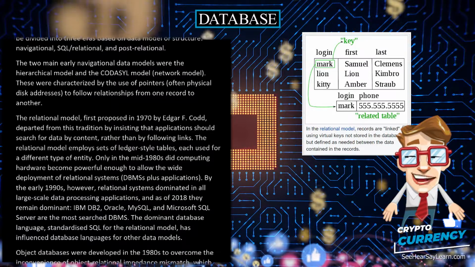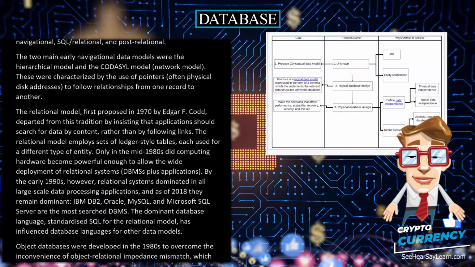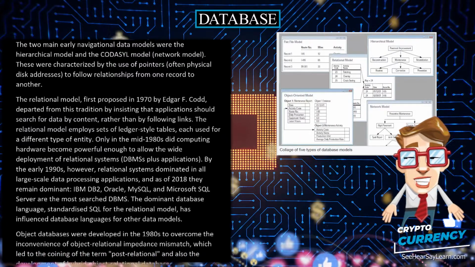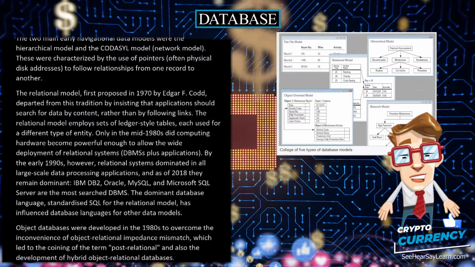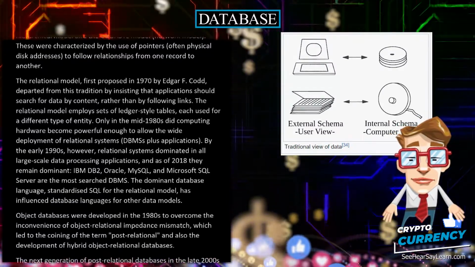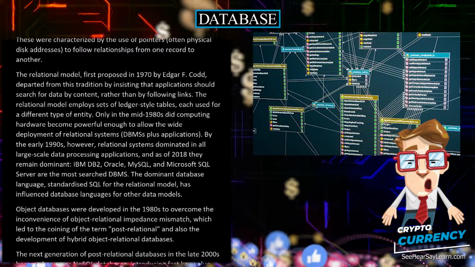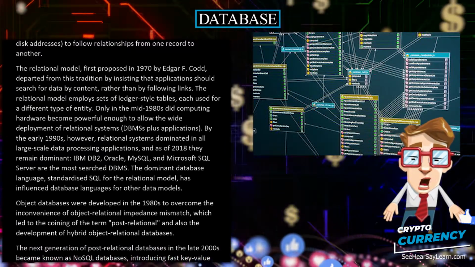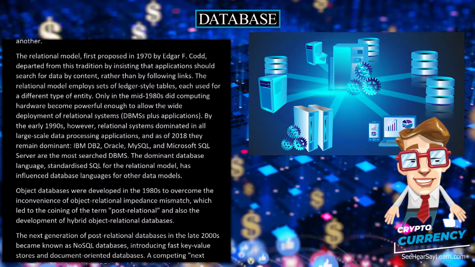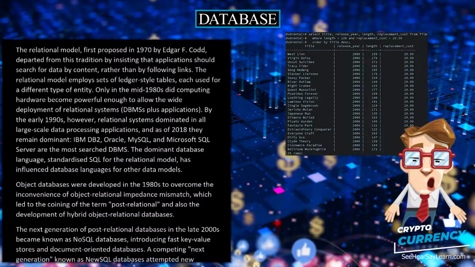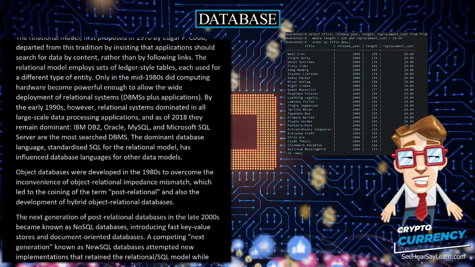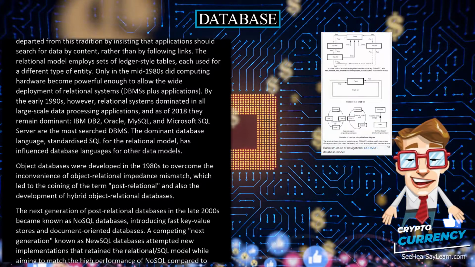The relational model employs sets of ledger-style tables, each used for a different type of entity. Only in the mid-1980s did computing hardware become powerful enough to allow the wide deployment of relational systems, DBMSs plus applications. By the early 1990s, however, relational systems dominated in all large-scale data processing applications, and as of 2018 they remain dominant. IBM DB2, Oracle, MySQL, and Microsoft SQL Server are the most searched DBMS.